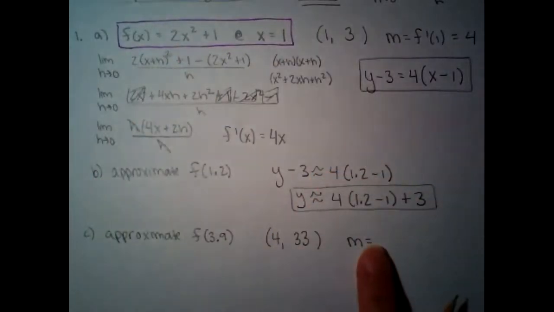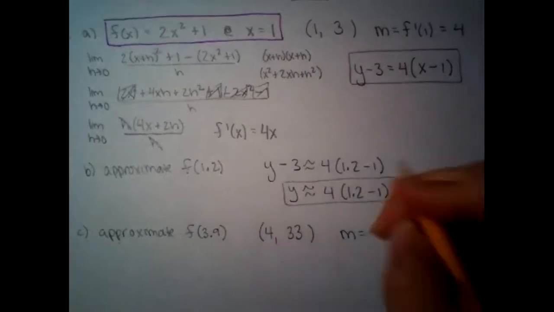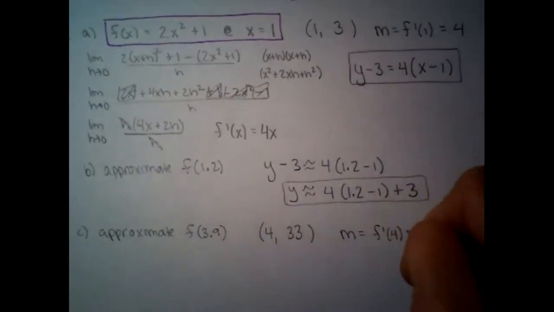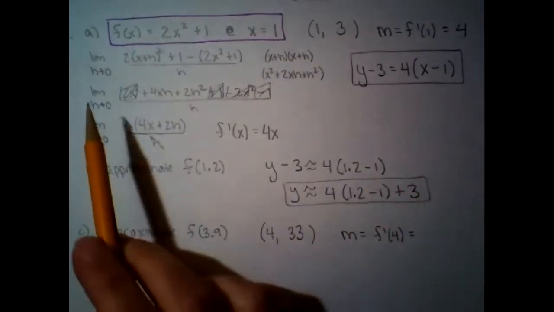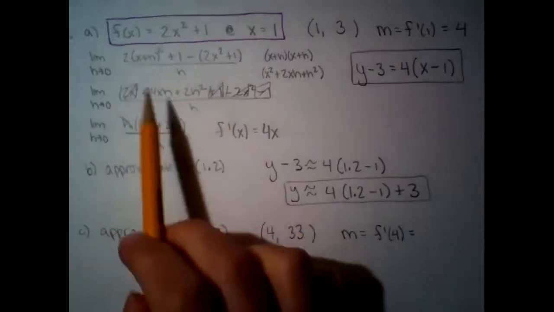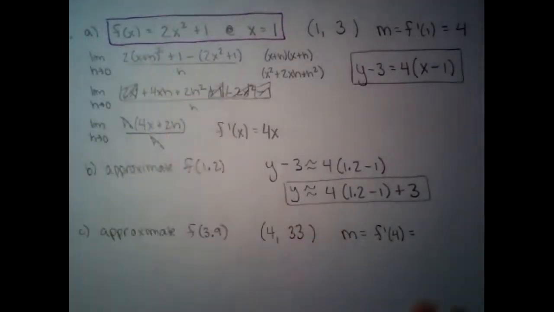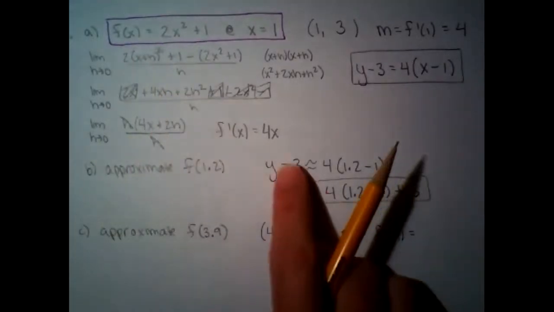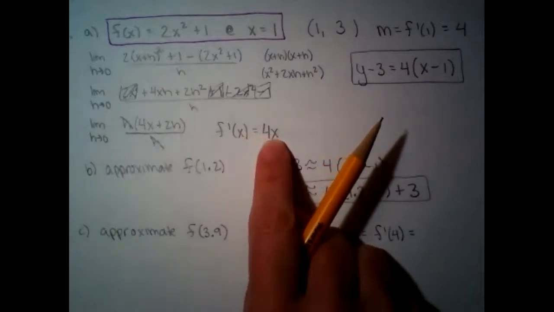And slope comes from the derivative, so we want the derivative at 4. And so the reason I made this an A, B, and C problem is so we wouldn't have to find another derivative. We just take 4 and plug it into our derivative, which is right here. So 4 times 4 would be 16.